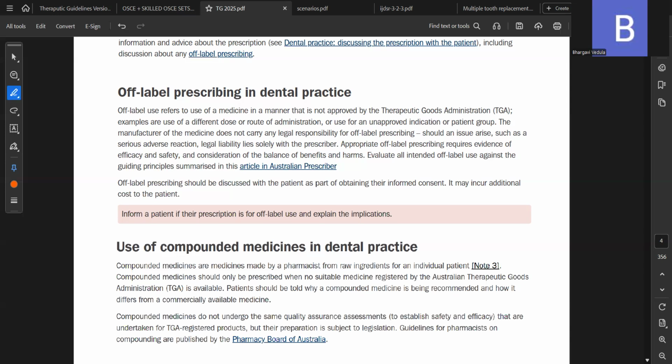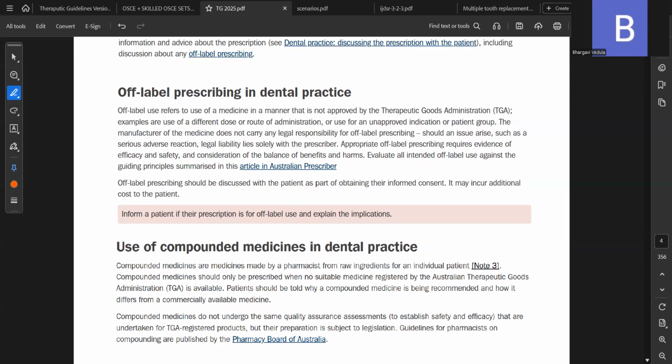Next, use of compounded medicines in dental practice. What are compounded medicines? Some medicines will not be directly available in the suitable form. Method of administration differs, right? Like a solution, it may be like a cream, gel, or a lotion, or a tablet, or a suspension. So different forms. So compounded medicines are medicines made by pharmacists.